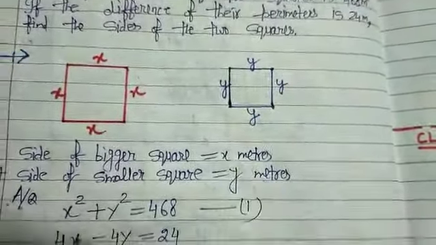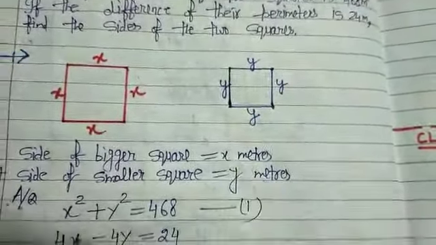It is also given that the difference in their perimeters is 24. It means greater square perimeter minus smaller square perimeter is equal to 24. Be careful here: greater minus smaller, because the greater square's perimeter will be bigger and the smaller square's perimeter will be smaller. Perimeter of a square is 4 into side, so 4x minus 4y is equal to 24.